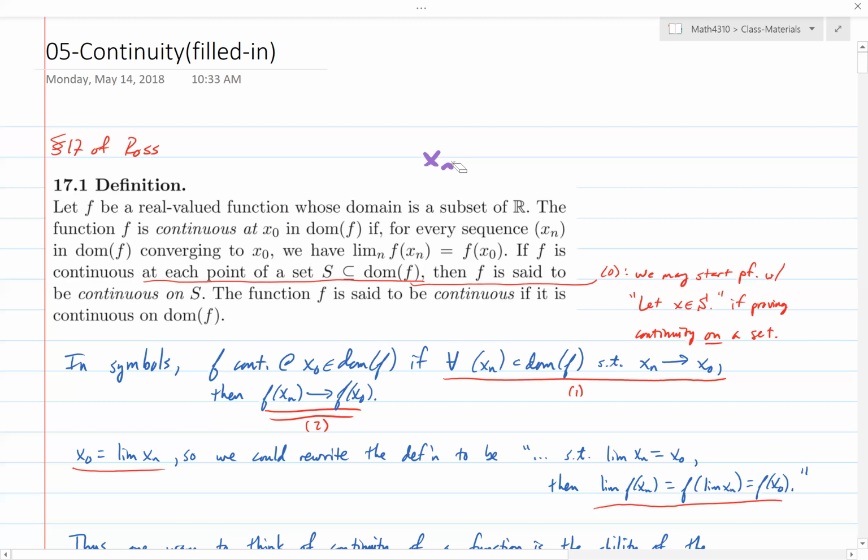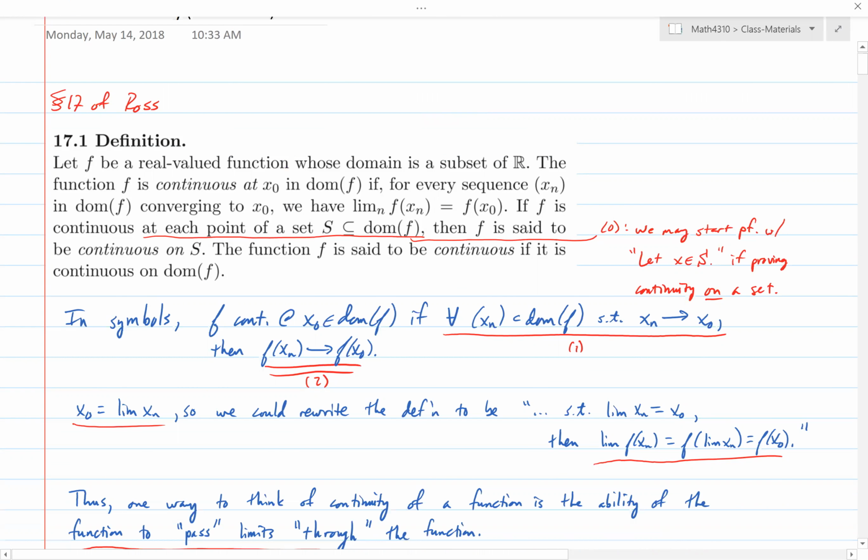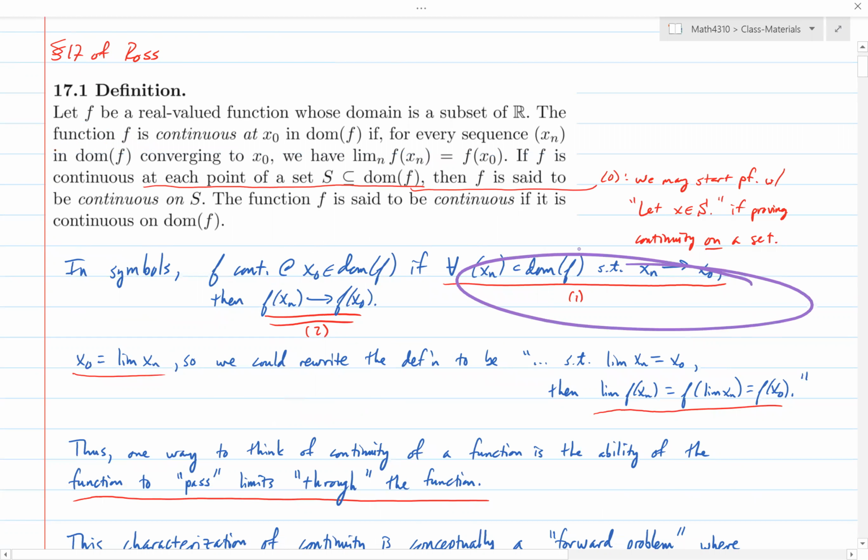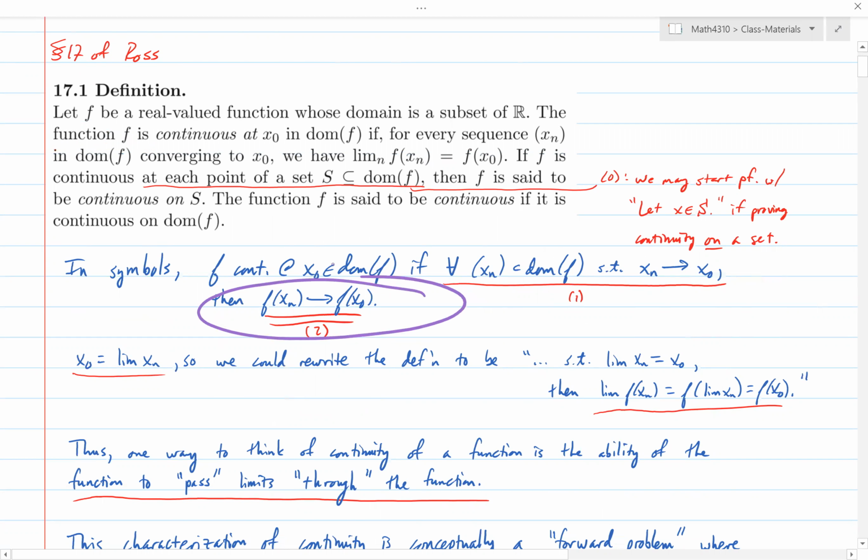This is a nice definition as far as our definitions go, because there's really just two steps to it. The first step in any proof is to say, let xn be in the domain of f such that xn converges to x naught. Then step two, show that the sequence of function values converges to the function value at the limit, x naught. You typically will just use limit theorems to prove that.